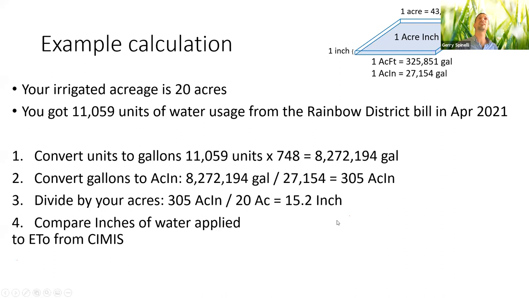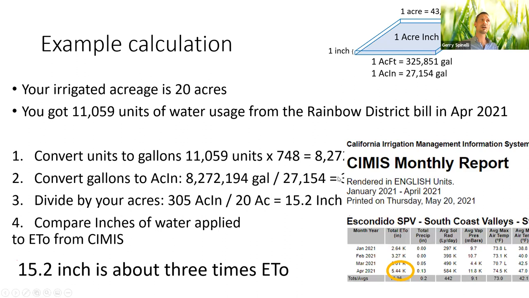This is not per acre, right? Now it's independent of the acre, like the mug and the pool. So in April 2021, I used 15 inches. And now I can go to CIMIS and look up reference ET in Escondido in April, and it gives me 5.44 inches. So now I know that I irrigated about 3 times ETO.